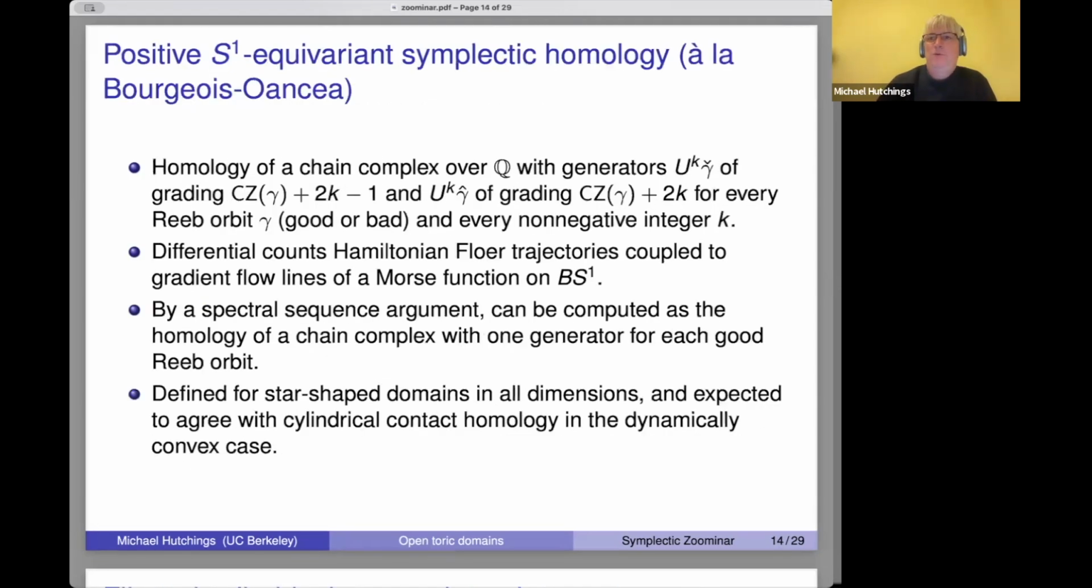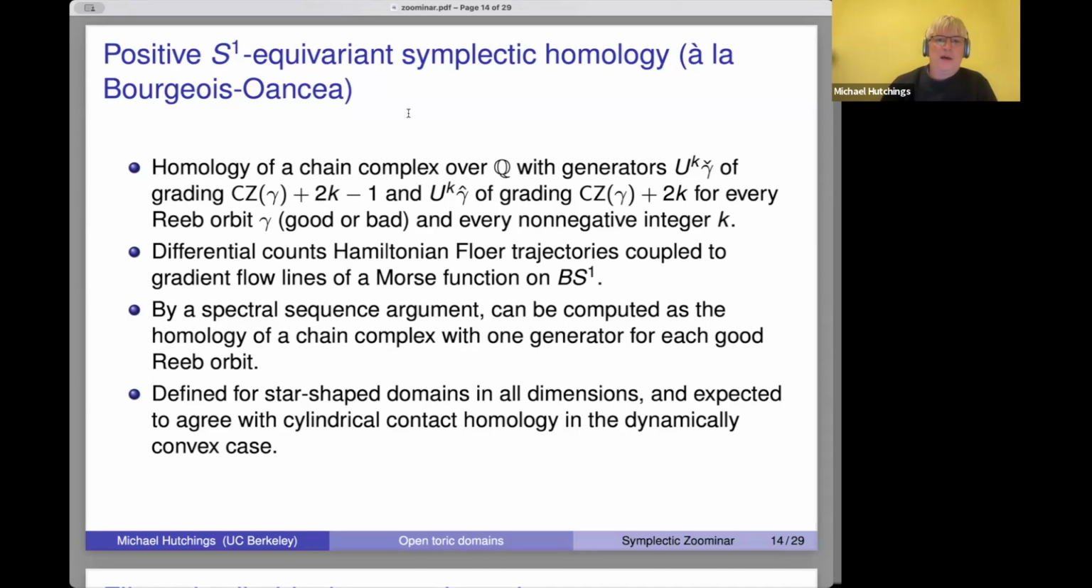The positive S1-equivariant symplectic homology, in the version defined by Bourgeois and Oancea, is the homology of a chain complex over Q. You could actually do this over Z if you want, but I want to do it over Q. It has a lot more generators. So for every Reeb orbit gamma, and for every non-negative integer k, there's a generator u to the k times gamma check and u to the k times gamma hat. And the Reeb orbit doesn't have to be good, it could also be bad.